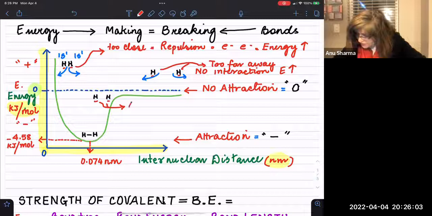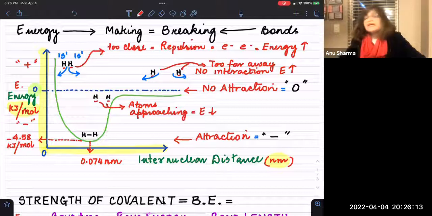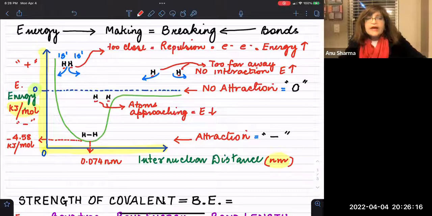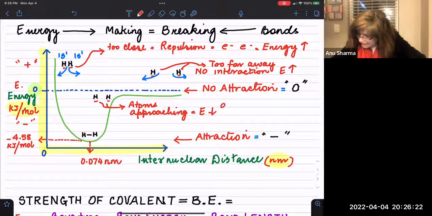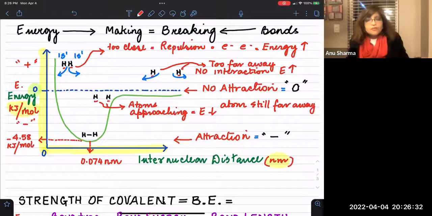So let me write this down here. Atoms approaching, and that means the energy is going down, or they are giving away the energy. If you look at it, it is below zero, in the negative, but the atoms are still far away. Even if they're far away, but their energies are lower, they can form the bond.